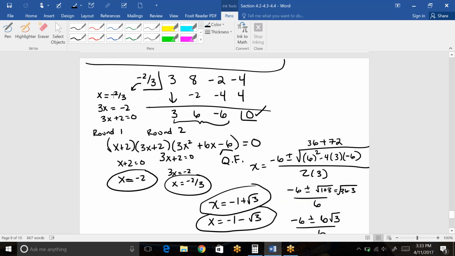Now, of course, this method is really cool, but it doesn't work for every single polynomial out there, only ones that have a rational 0. So they have to have at least one 0 that can be written as an integer over an integer. If it doesn't have that, we can't use the method. So that is the end of 4.4. So there we go.